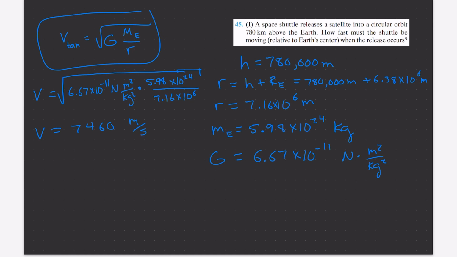That's the velocity that the satellite would need in order to start its uniform circular orbit at a height of 780 kilometers above the Earth. See you in the next one.